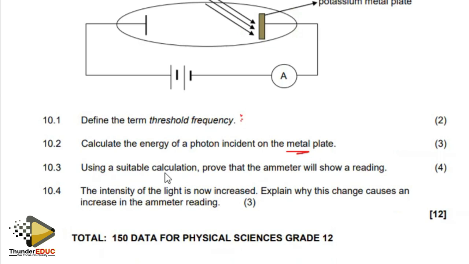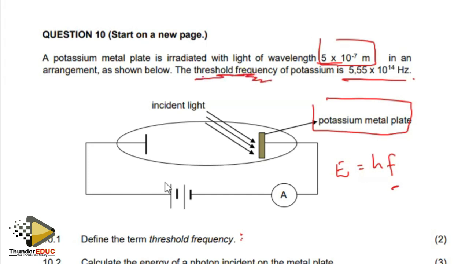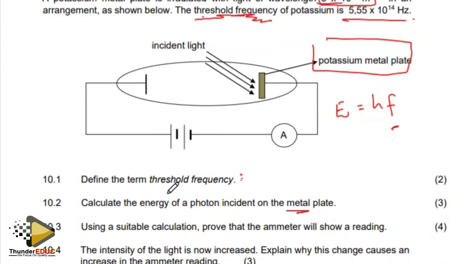So since we want the energy, remember E is equal to hf. But do we have the frequency? No. Remember, we're not talking about the light as yet, because this is a potassium metal plate. So a potassium metal plate is irradiated with light of this much wavelength. This is just the threshold. It's not the frequency that we just connect. So I think we can use the wavelength formula. So we're gonna modify this.